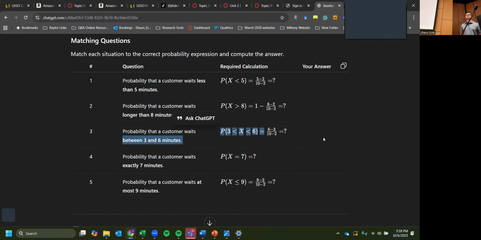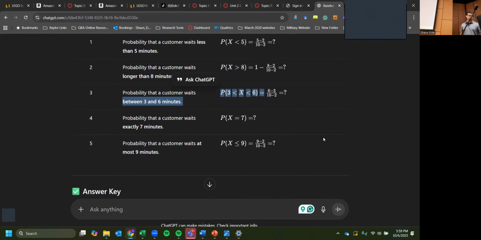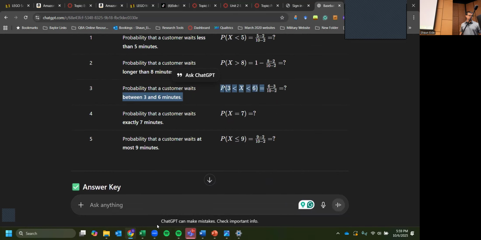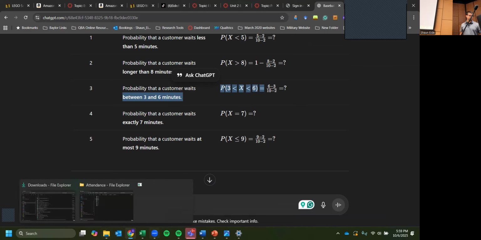Okay, how are we feeling about uniform? Better-ish? Okay. Uniform, and now let's do binomial.